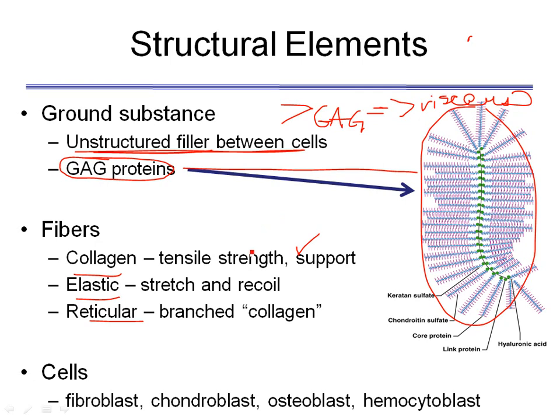Cells, remember, can be blasts or cytes. In addition to that, different connective tissues have their own specific cell types. So the prefix tells you what tissue type you're in. Fibro is for connective tissue proper. Chondro is for cartilage. Osteo is for bone, and hemo is for blood.